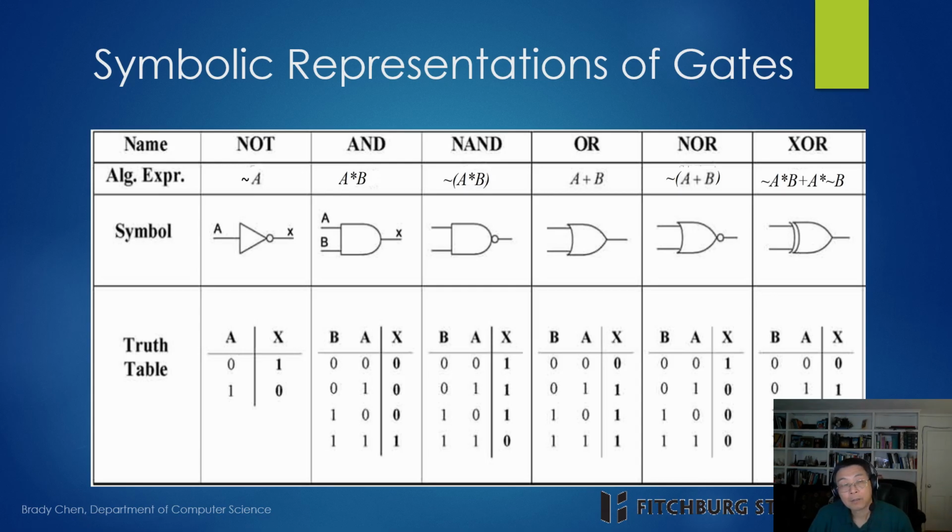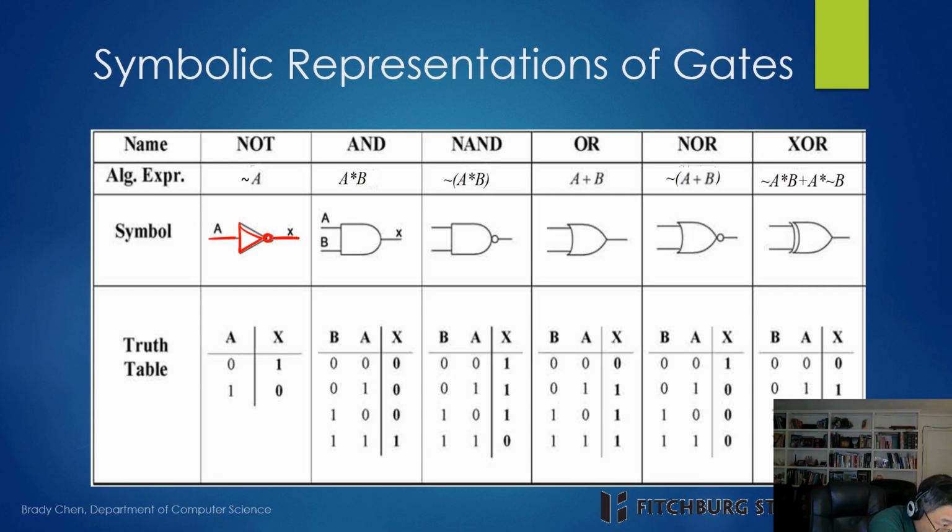In this slide, we're going to introduce symbolic representations for all these 6 gates. Now, first one is the NOT gate. If you look at this table, for the NOT gate, we use the triangle and put a small circle at the very end to represent it. Okay. Now the NOT gate has one input line and one output line.